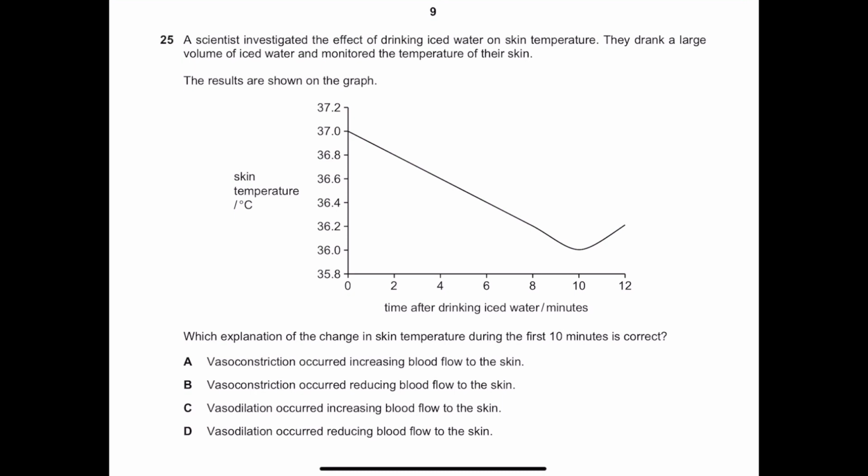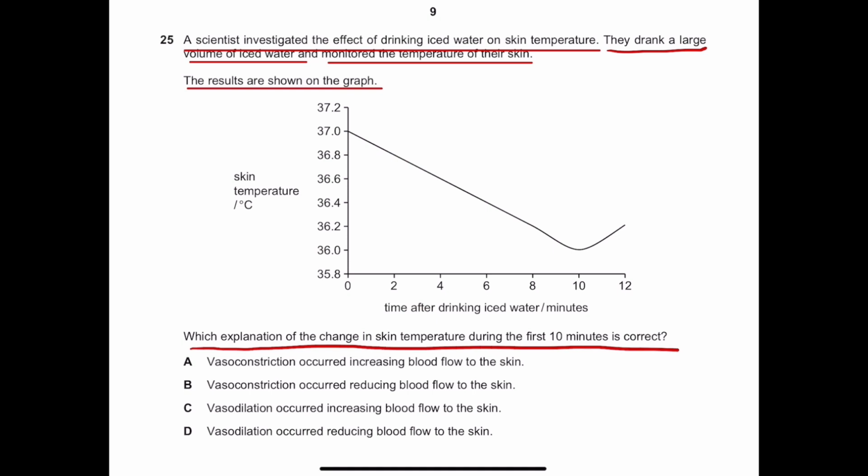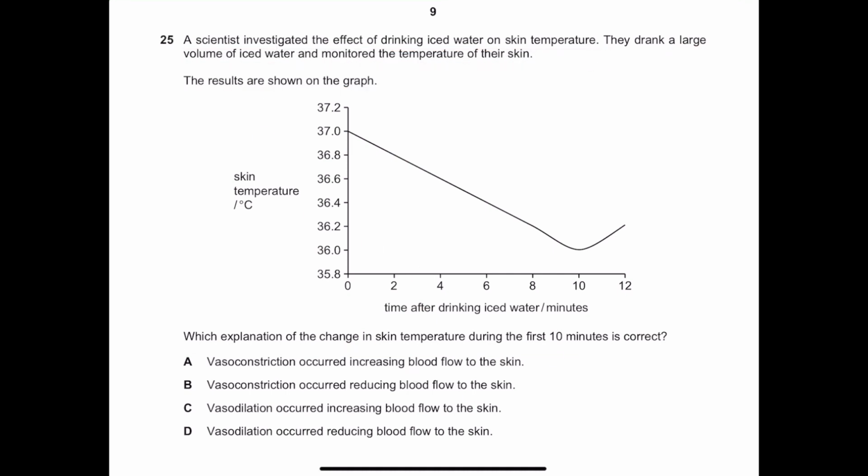Number 25. A scientist investigated the effect of drinking iced water on skin temperature. They drank a large volume of iced water and monitored the temperature of their skin. The results are shown on the graph. Which explanation of the change in skin temperature during the first 10 minutes is correct? So let's figure out what's happening here. It looks like subjects drank iced water and their skin temperature changed. As time goes by, you can see that the temperature of the skin decreased and increased later on.